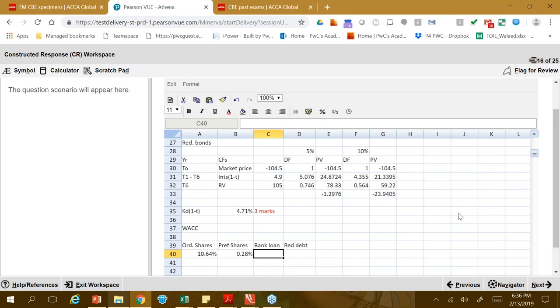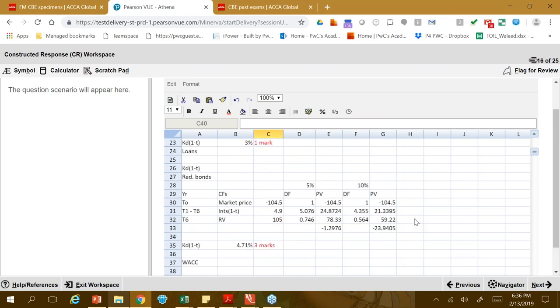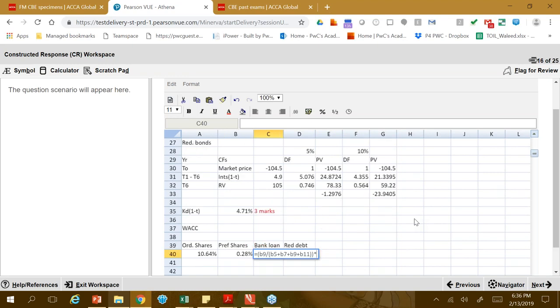Bank loan now, which was B9, divided by B5 plus B7 plus B9 plus B11, into the cost of the debt of the bank loan, which is in B23. And that gives me the cost of the bank loan.